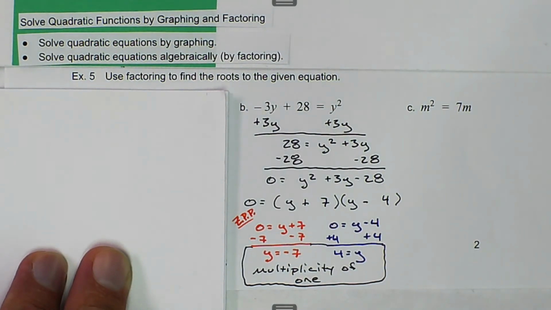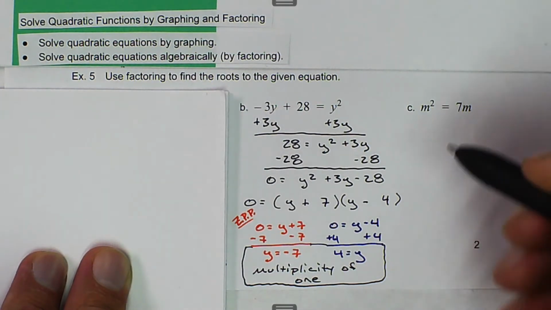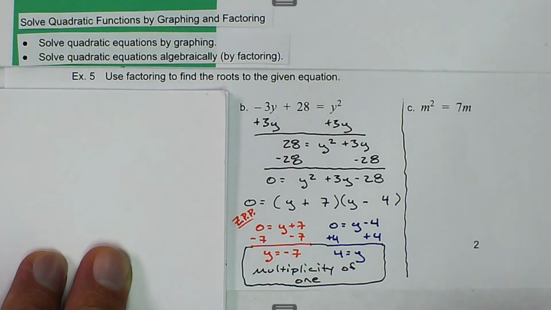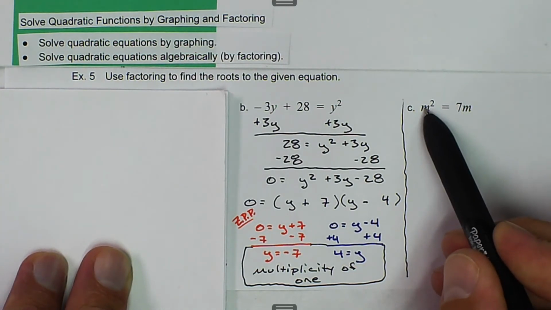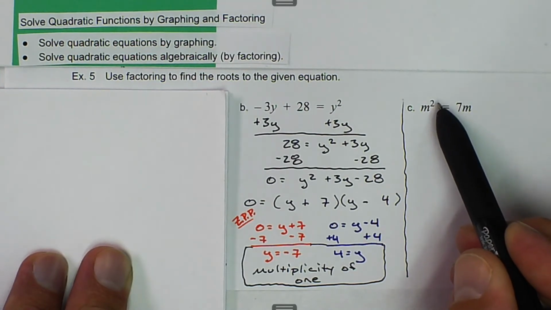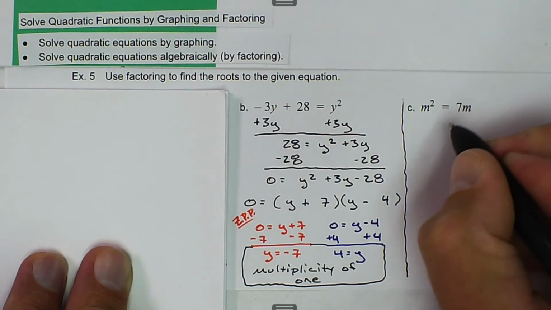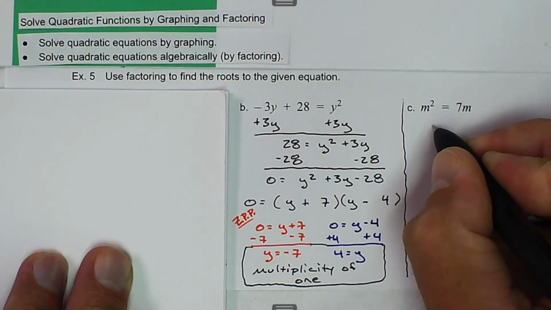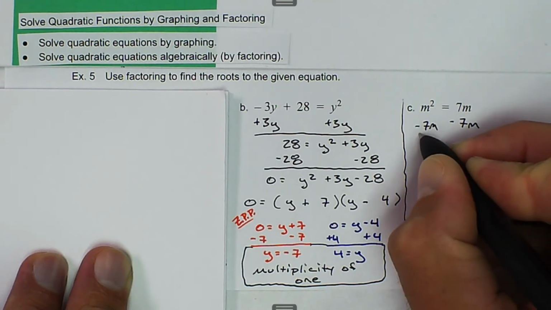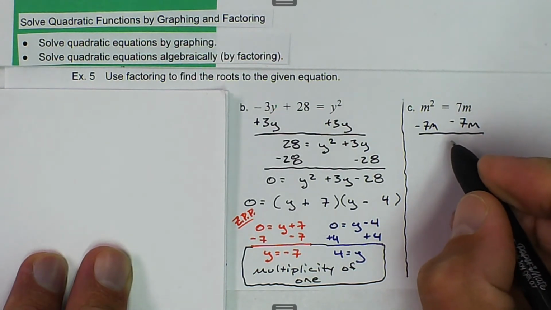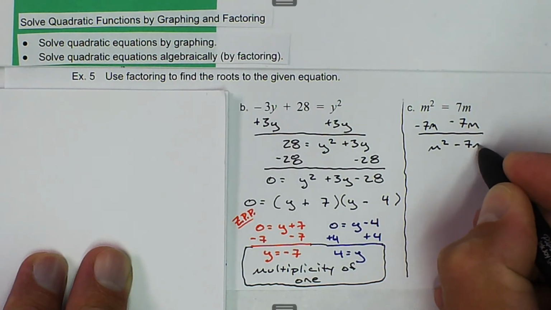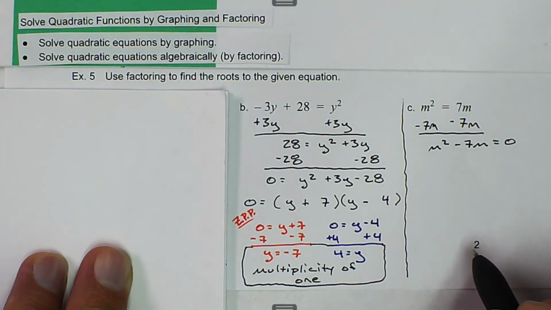Next, we're looking at m squared equals 7m. And again, we have the m squared on the left side is positive, and we have 7m over here. So we see the square. In order to solve a quadratic, we need to have 0 on one side. So what we want to do is subtract 7m from both sides. And then we get m squared minus 7m is equal to 0.